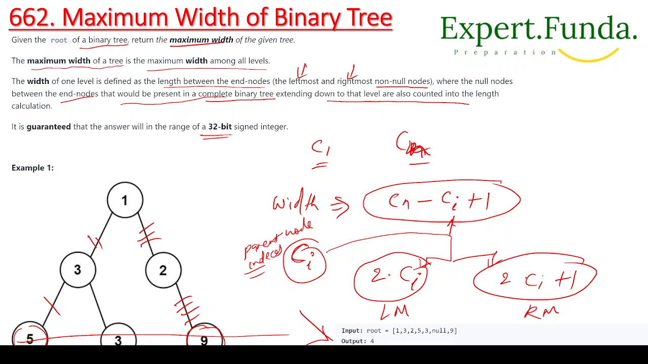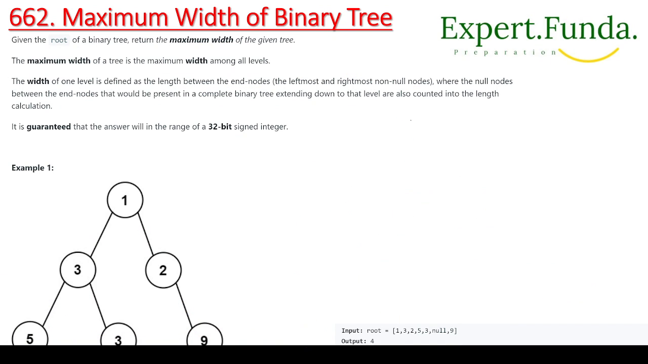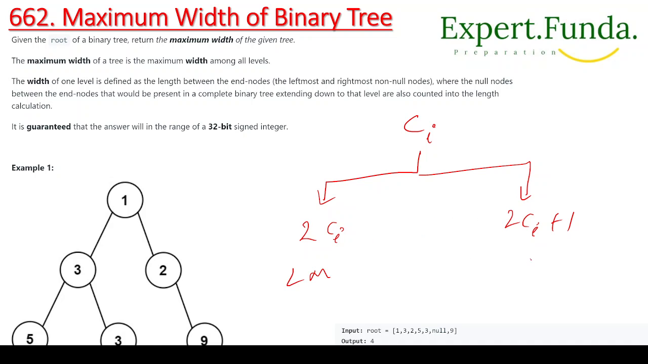Okay, let me clean this and then I'll write again. What I'm trying to say is, if there is a parent and its index is Ci, then the left child becomes 2 into Ci, and the right child becomes 2 into Ci plus 1. So this is your leftmost and this is your rightmost child.